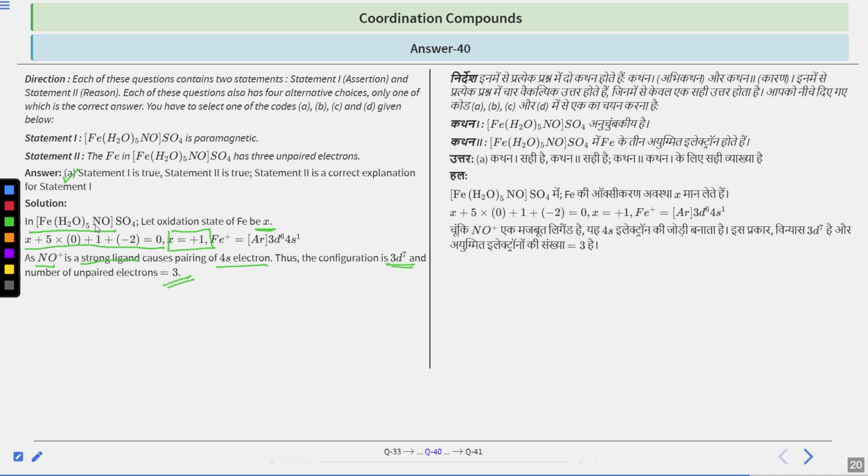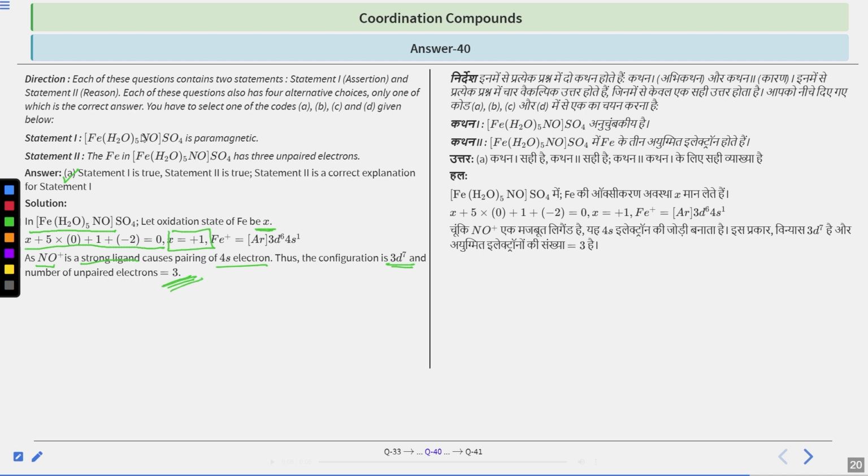But as NO is a strong field ligand, not that strong, but it is counted as a strong field ligand, only the 4s1 pairing will happen. So that 4s1 electron will go into the 3d6 electron system, and now 2 subshells will get paired. Only 3 subshells will remain unpaired. That is why the total number of unpaired electrons we get is 3.